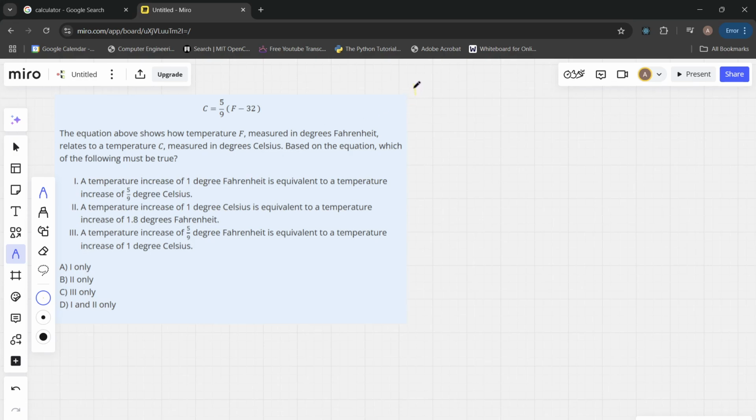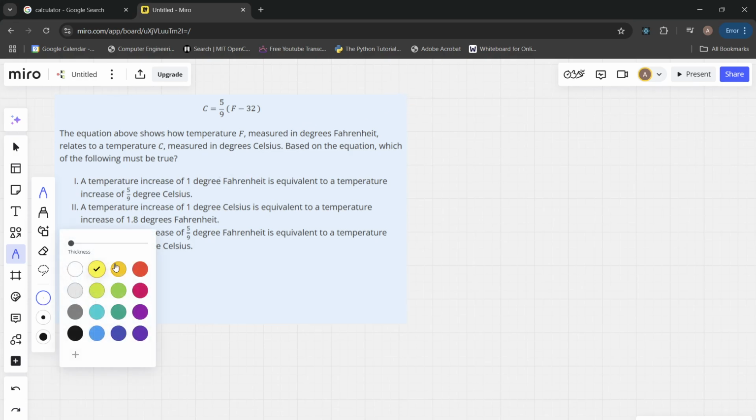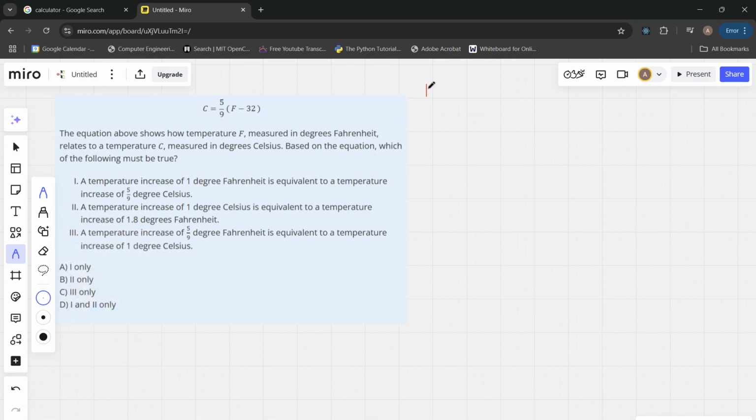So let's try F equals 32, let's call this F1, and F2, let's call that 33. So 33 minus 32, that's an increase of 1 degree Fahrenheit. So let's see what values we get for C when we plug in these values.